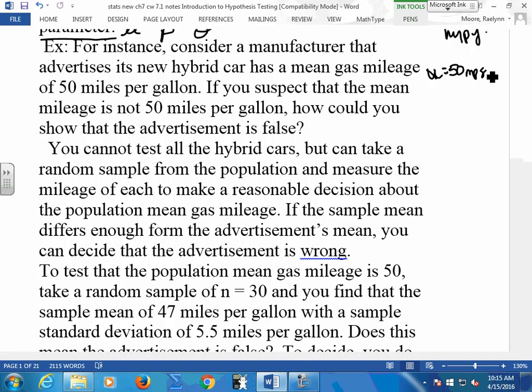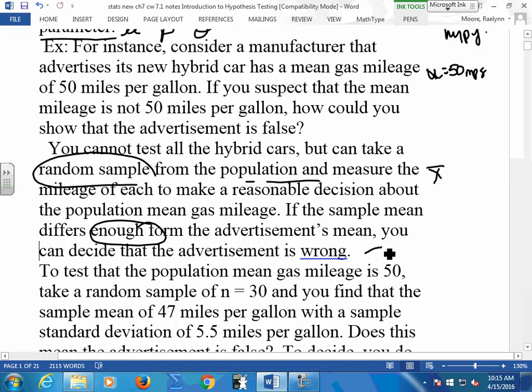You cannot test all hybrid cars, but you can take a random sample. Here's your sample coming up from the hybrid population, and you could measure the miles per gallon of each one in your sample, and you can come up with your sample mean. If your sample mean differs enough, and we run this through a series of tests, we're going to test this by doing other things. If it varies enough, you can decide that the advertisement is wrong. But you cannot say that the advertisement is wrong. You're either going to reject it, or you're going to support it, or you're not going to support it.